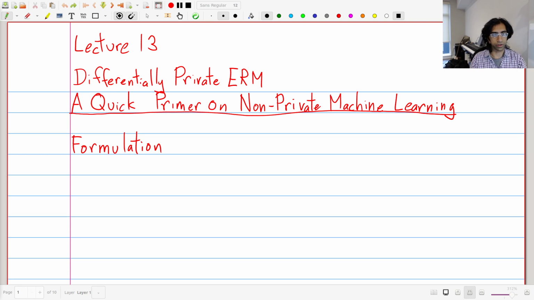Welcome to today's lecture, where we're going to really get into the technical details related to differentially private machine learning. In particular, we're going to start today by talking about differentially private empirical risk minimization.